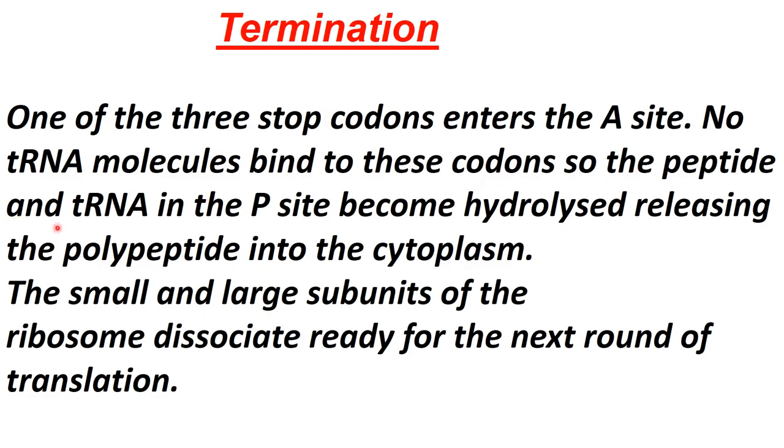So the peptide and the tRNA in the P site becomes hydrolyzed, releasing the polypeptide into the cytoplasm. So what will happen here? The polypeptide chain will get detached from the tRNA. Okay, and it will come into the cytoplasm. The small and the large subunit of the ribosome dissociate. Now when the tRNA and the polypeptide chains get detached, the large and small subunits of the ribosome will also dissociate and will be ready for the next round of translation.